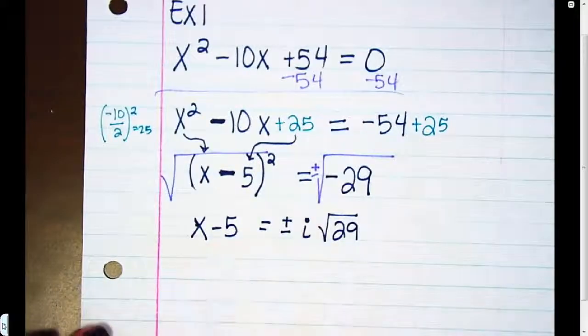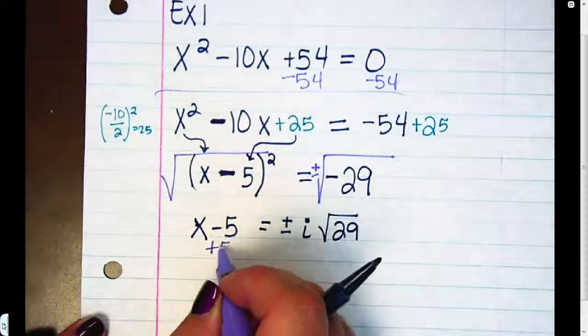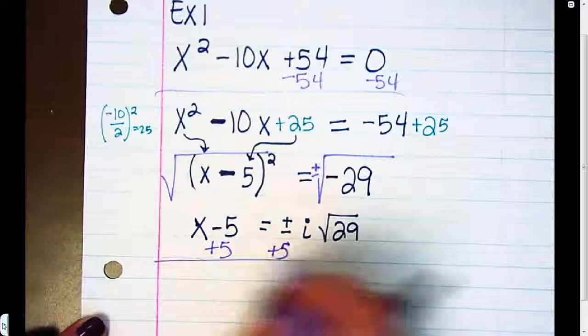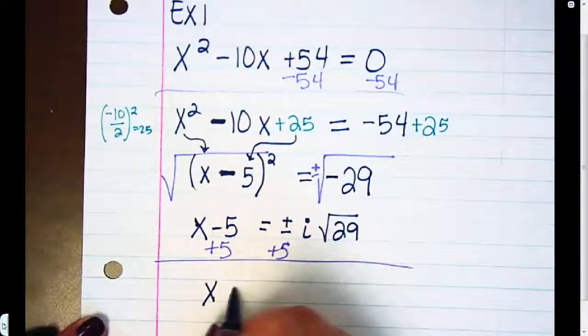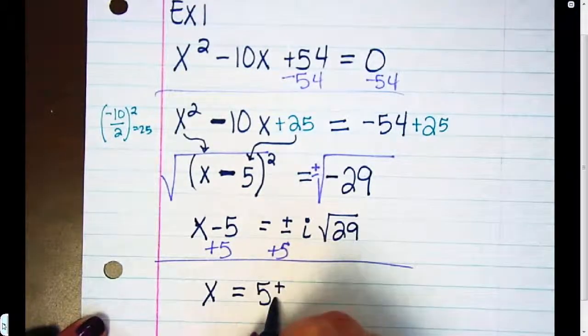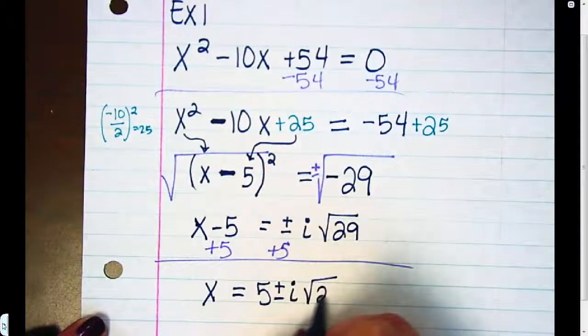And then one more step. How do you get rid of minus 5? We need to add 5. So the answer to problem 1 is 5 plus or minus i square root of 29.